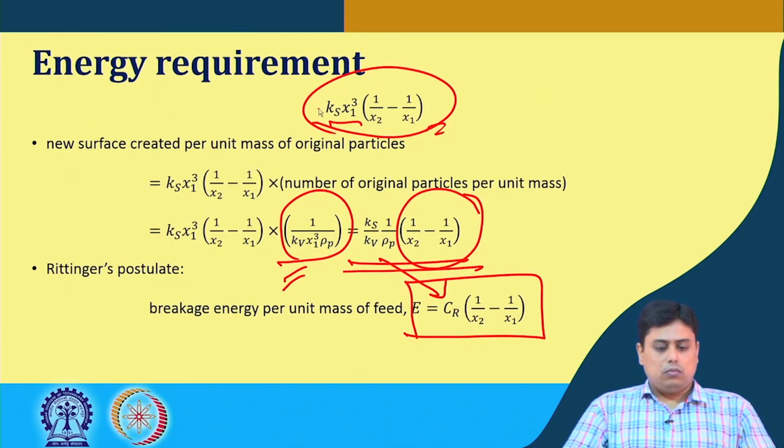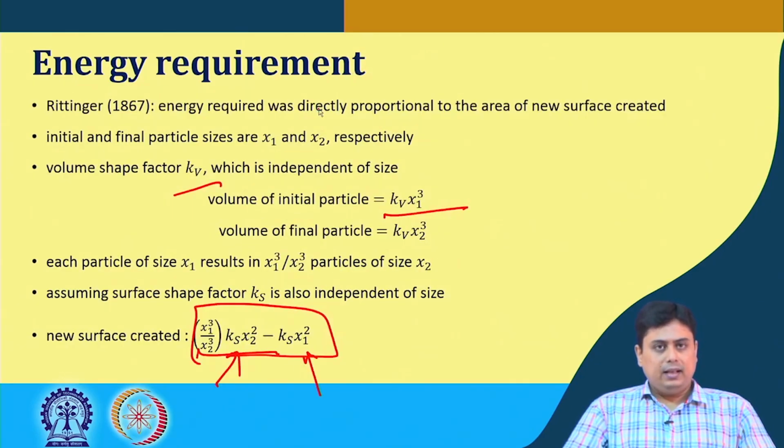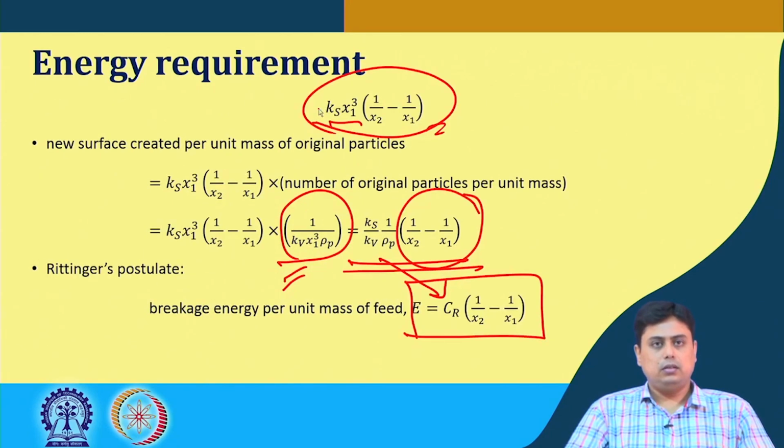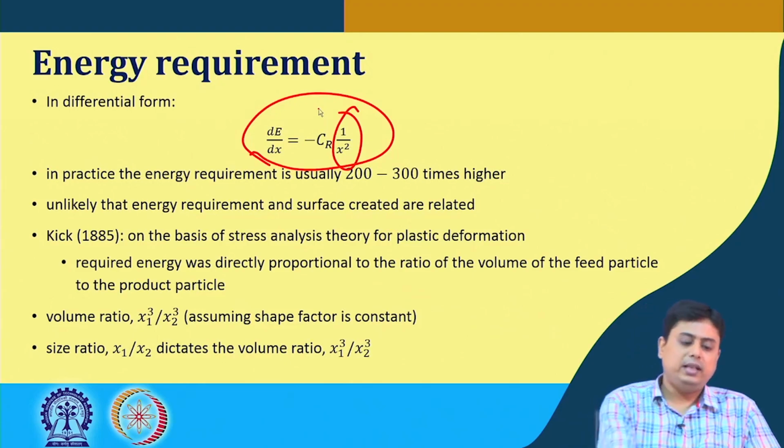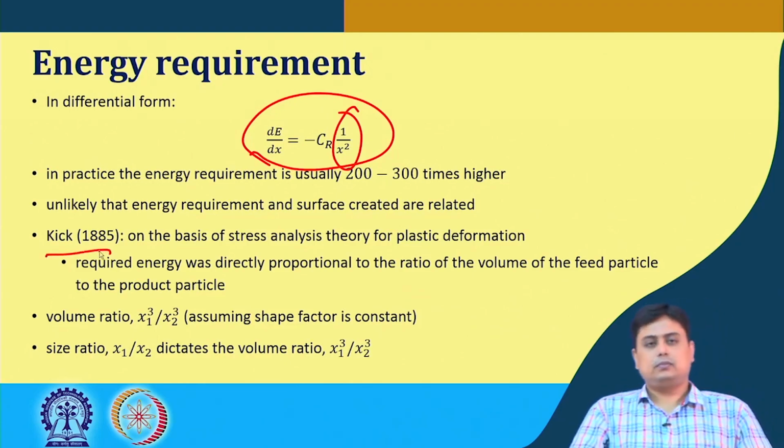So, from 1867 to 1885, in 1885 Kick proposed that the required energy was directly proportional to the ratio of the volume of feed particles to the product particles, based on his calculation on the stress analysis for plastic deformation.